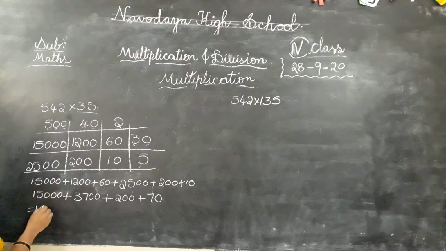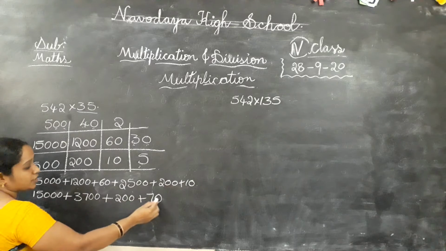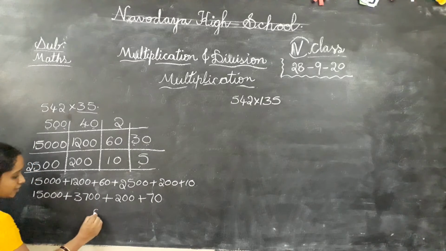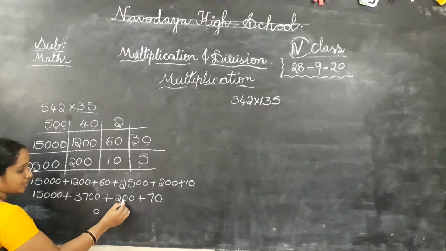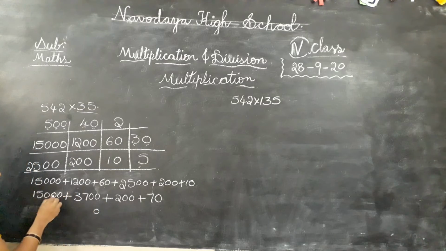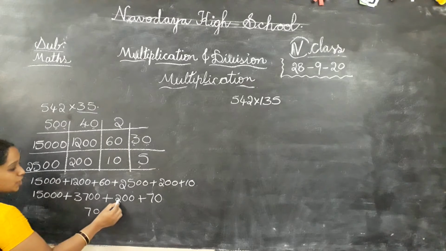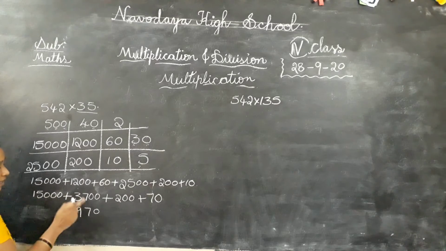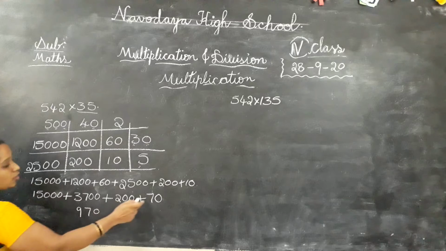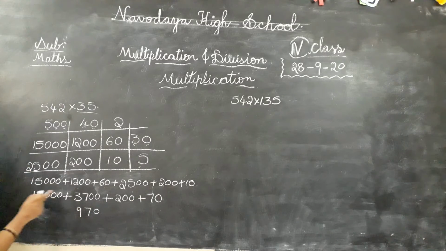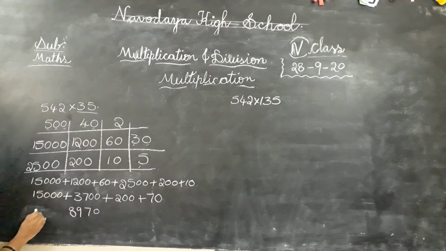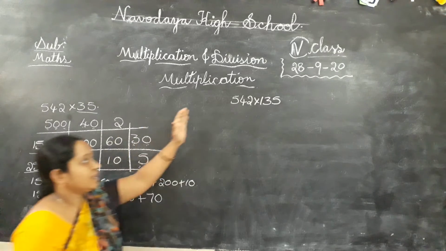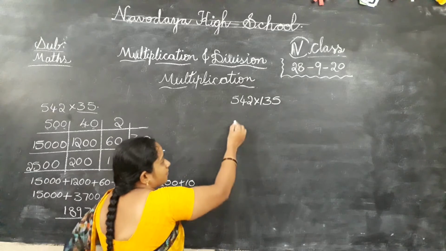8000. Okay children, first come from ones place. 0 plus 0 plus 0 plus 0 how much? 0. Next tens place. 7 plus 0, 7. Hundreds place. 2 plus 7, 9. 9 plus 0, 9. Next thousands place. Here 3000 plus 5000, 8000. Ten thousands place 1. So 18,970 is the answer. And this one do like column-wise multiplication.